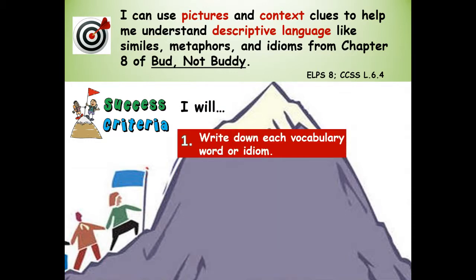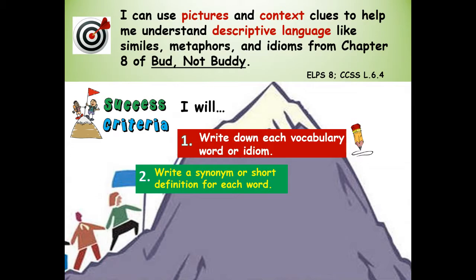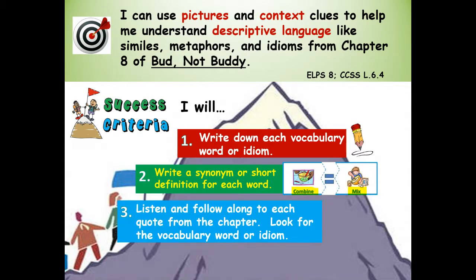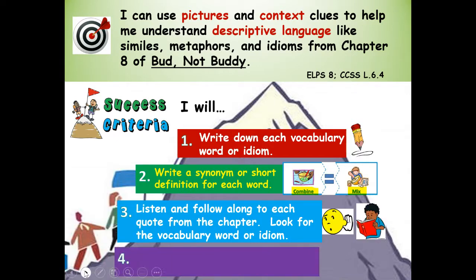I will, number 1, write down each vocabulary word or idiom. 2, write a synonym or short definition for each word. 3, listen and follow along to each quote from the chapter. Look for the vocabulary word or idiom. And then 4, go back and draw a quick sketch for each word or idiom.